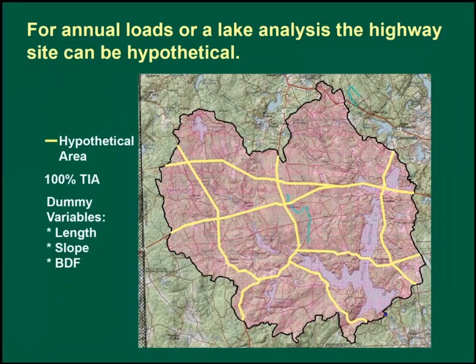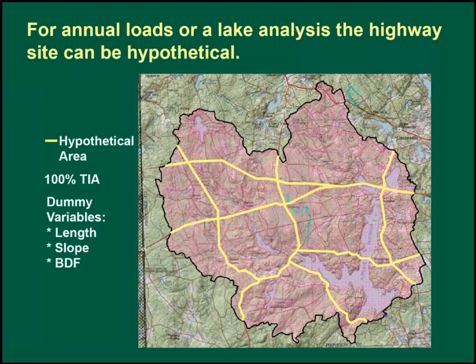And for annual loads or for TMDLs or lake analysis, your highway site can be hypothetical. So this is the Scituate Reservoir in Rhode Island. The yellow lines are the state highways or state roadways in the area. If you're doing annual analyses, you don't really need to worry about the timing of the hydrographs, so you can use some dummy variables for the highway hydraulics.